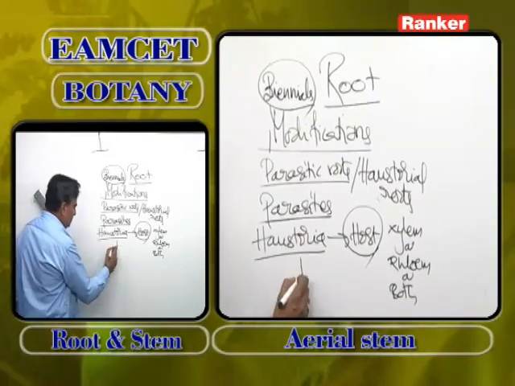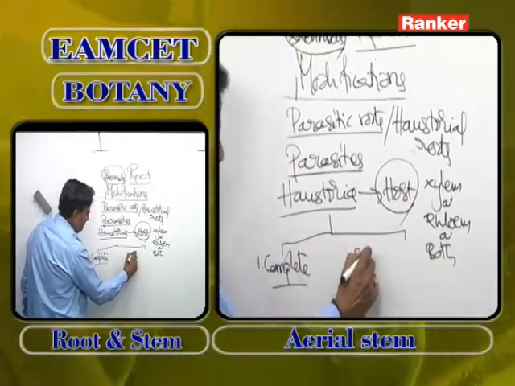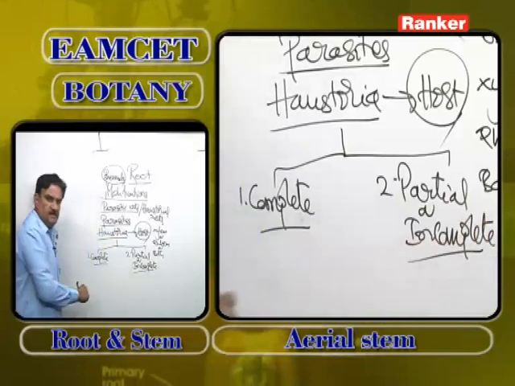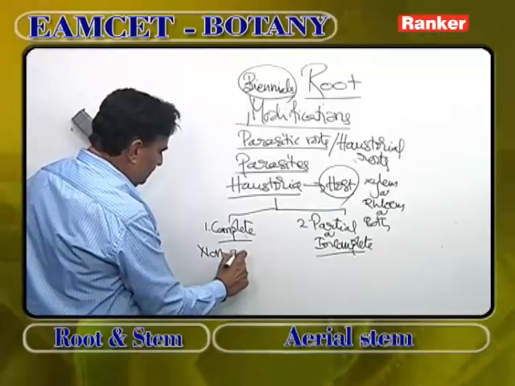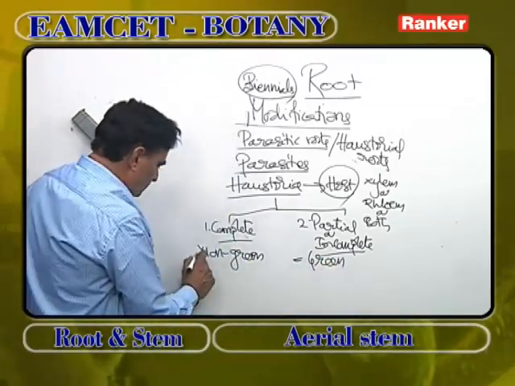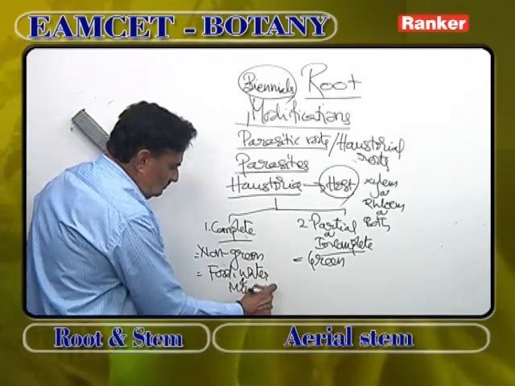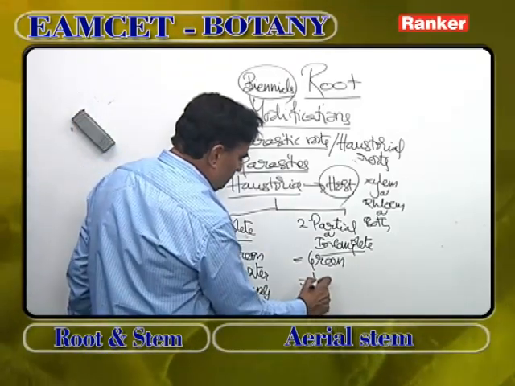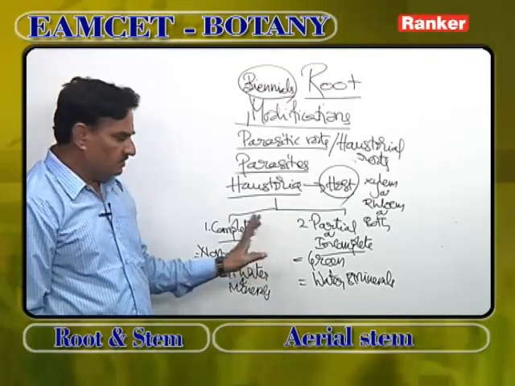from the host. Based on collecting the food material from the host, parasites are divided into two types: complete parasites, partial or incomplete parasites. Complete parasites are totally non-green. Partial parasites are green. Complete parasites take food, water, and minerals from the host. Partial parasites take only water and minerals from the host. Why? Because they are green in color, they can synthesize their own food matter.